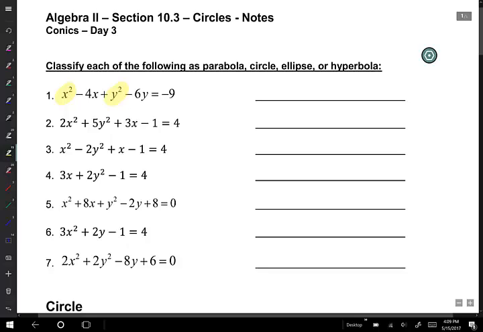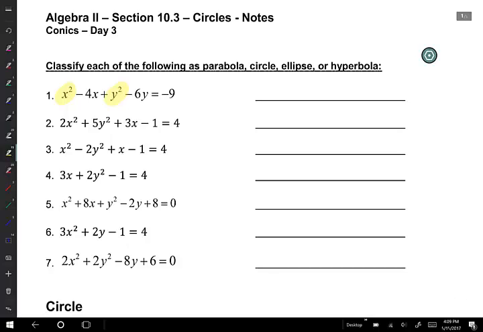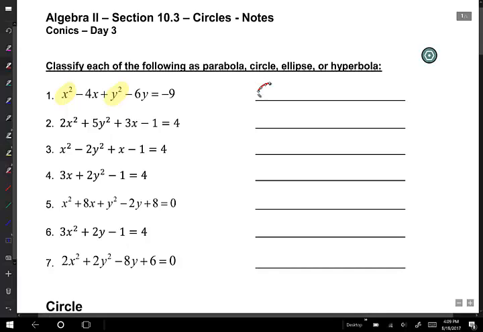Both x squared and y squared are positive. They both have the same coefficients. So as a result, this is a circle. On the second one, x squared and y squared are both positive, but they have different coefficients in the front. So that is going to be an ellipse.